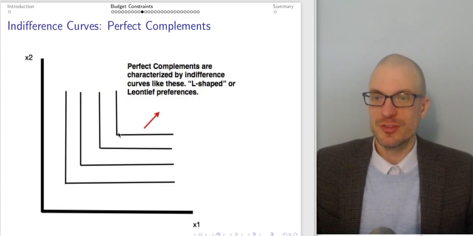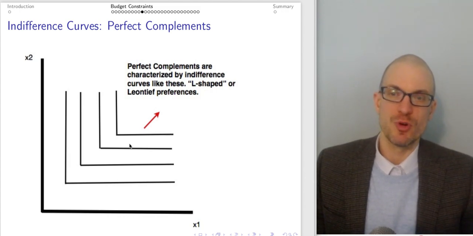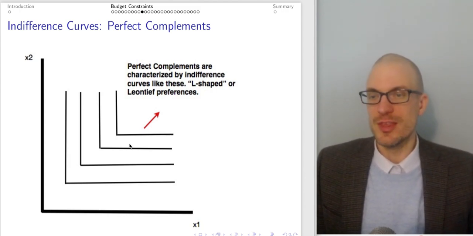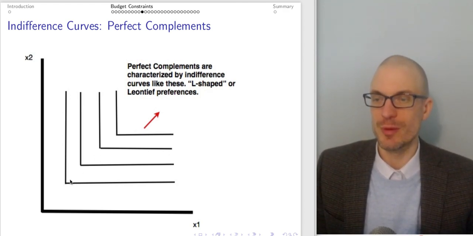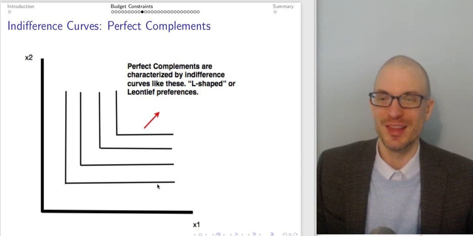Perfect complements are these right angles. And so here we have these L-shaped or Leontief preferences. And the idea here is that to get to a better bundle, you need more of both. So suppose I'm right here and you give me more of good 1. Oh, I'm just going to move down this arm. I like this the same as where I started. Or suppose you give me more of good 2. I'm just going to move up this arm. I like this the same as where it started. You have to give me more of both.